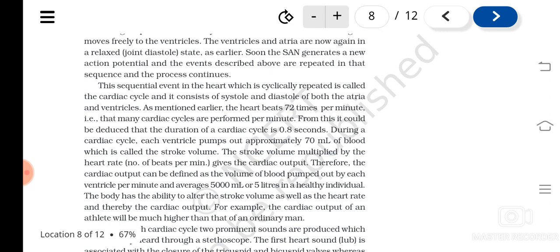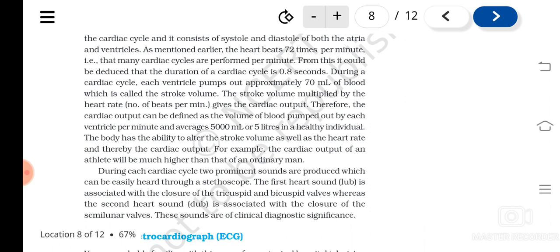Understood? So the cardiac output of an athlete can be more than the ordinary man, because when you are doing exercise etc., the cardiac output will be more. Why? The heartbeat rate will increase. Per heartbeat, or per cardiac cycle, around 70 ml of blood is pumped out from the heart, and it happens around 72 times in an average man, and that is around 5000 ml or 5 liters per minute.